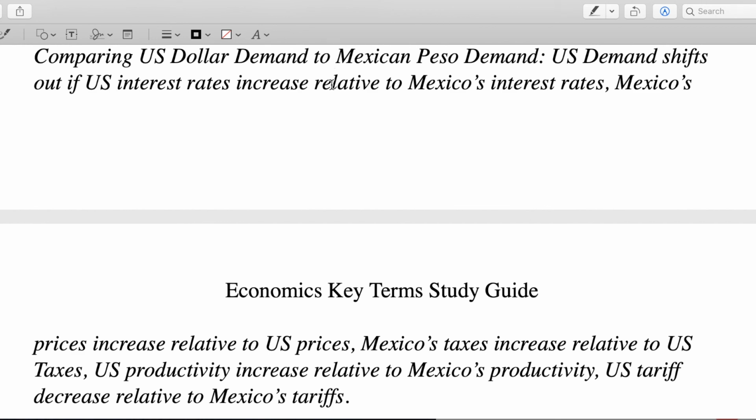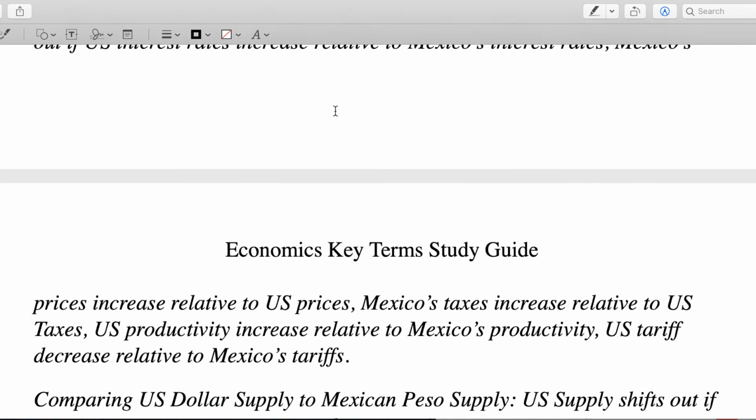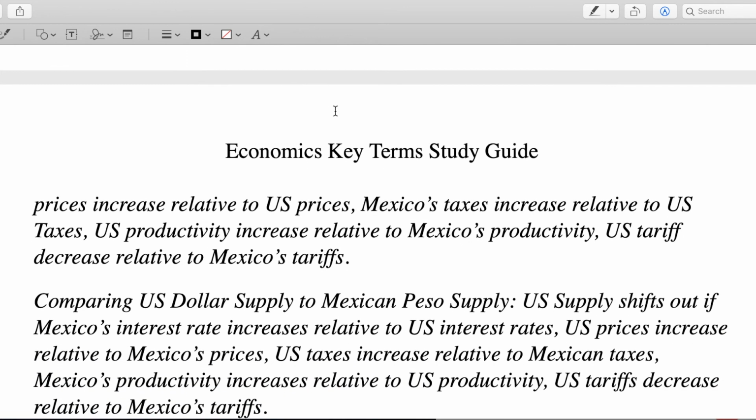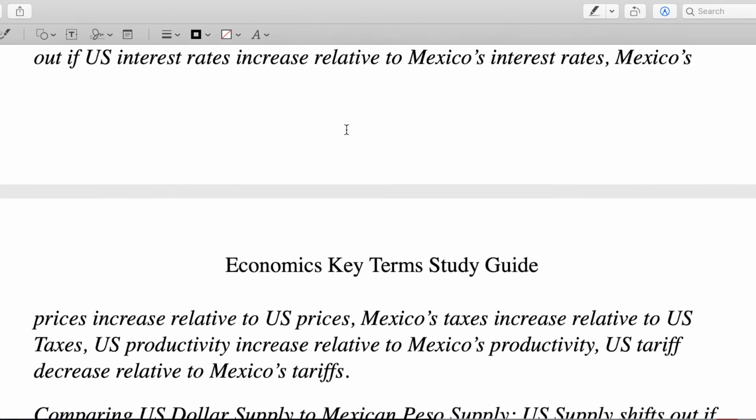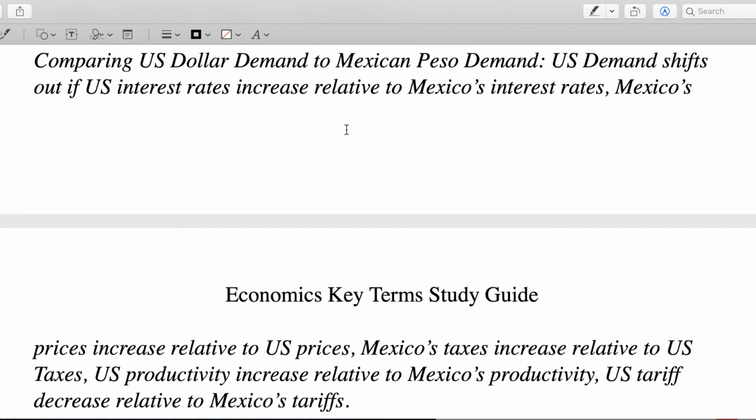if the US interest rates increase relative to Mexico's interest rates, Mexico's prices increase relative to U.S. prices, Mexico's taxes increase relative to U.S. taxes, U.S. productivity increases relative to Mexico's productivity, and U.S. tariffs decrease relative to Mexico's tariffs. Those are all things that will tend to shift rightward demand for the U.S. dollar.